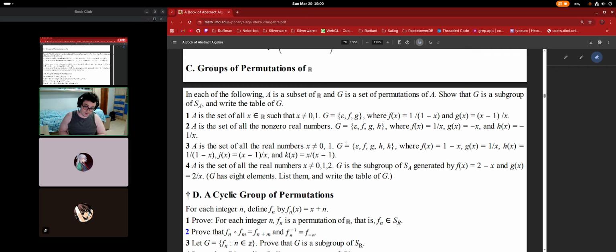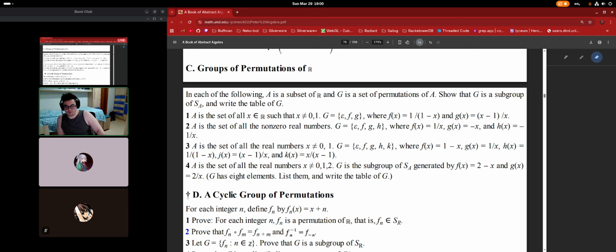Exercise C. So any comments about exercise C? Set of permutations. It's just a bunch of numerical algebra, I guess. And it's funny that we have to specify it's numerical algebra. Yeah, it is funny because now we are doing algebra on functions, right? So it's very much required at this point. So we have to show that G is a subgroup of S of A. And write the table of G, yeah. And write the table of G.